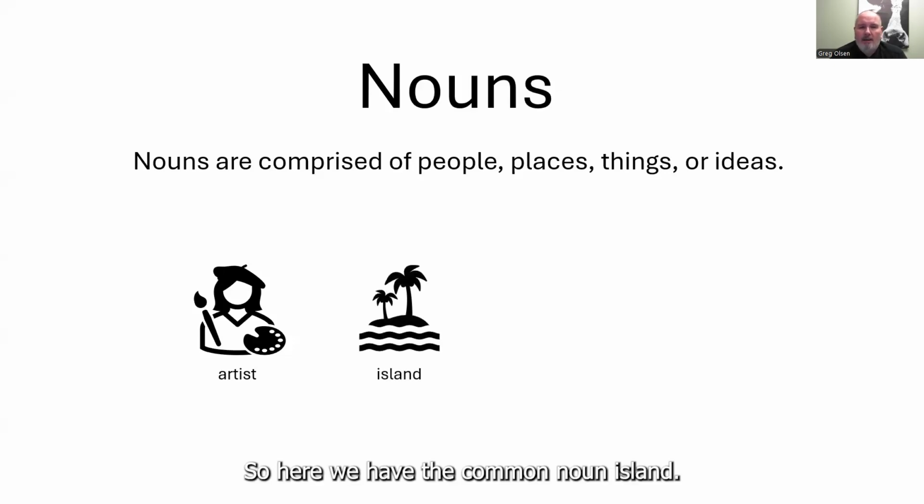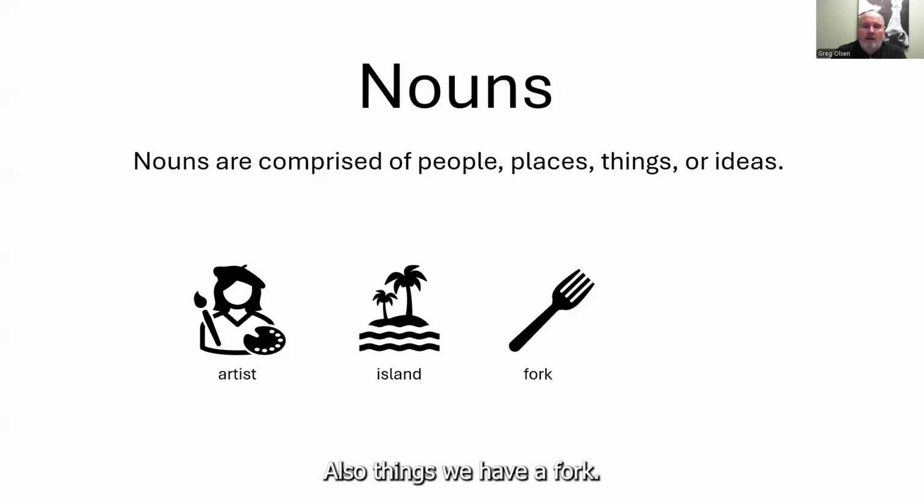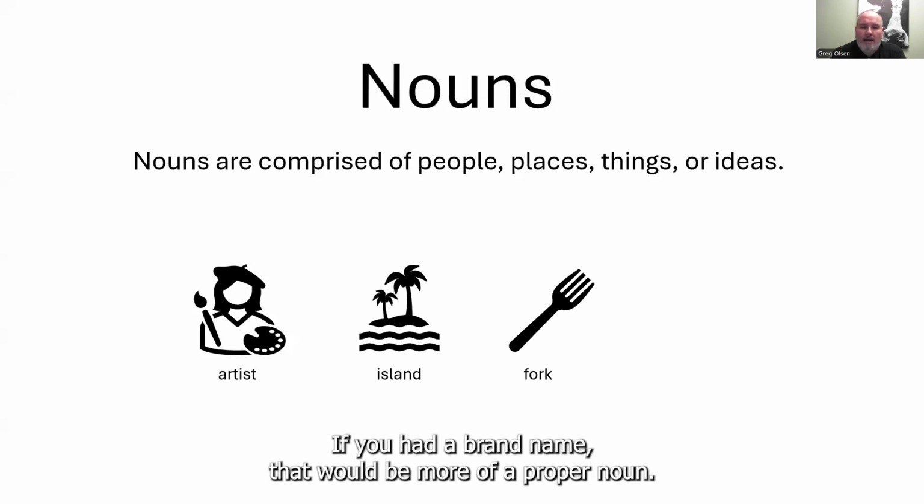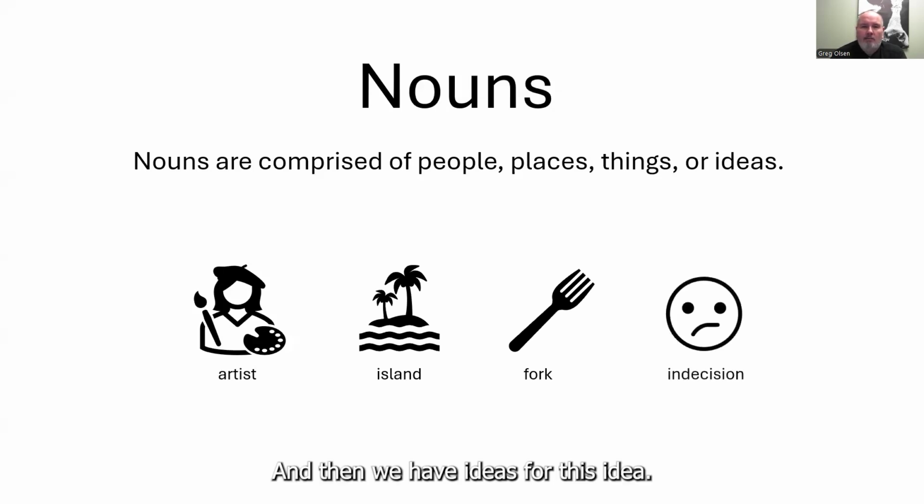Okay, let's move on to places. So here we have the common noun island. If we had a proper noun like Hawaii or Oahu, a specific island, Cuba, these are going to be proper nouns. But here we have the common noun island. Also things, we have a fork. So again, fork, common noun. If you had a brand name, that would be more of a proper noun there. And then we have ideas. For this idea, I've chosen indecision.